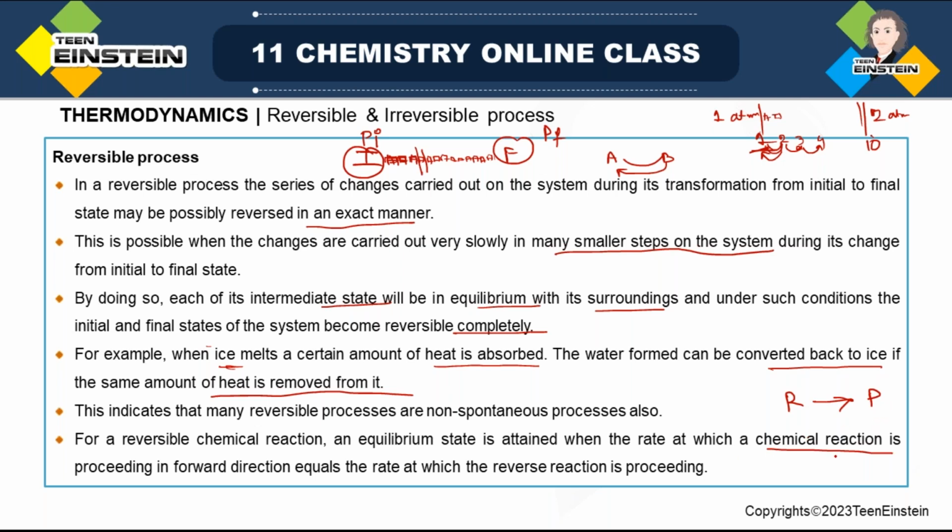So here the rate at which the chemical reaction is proceeding in the forward direction from R to P equals the rate at which the reverse reaction is also proceeding. So when the reverse reaction rate and the forward reaction rate are both going on simultaneously at equal rate, then you can say that it is reversible and it has reached the equilibrium state, and this type of sign we use for a reversible process.